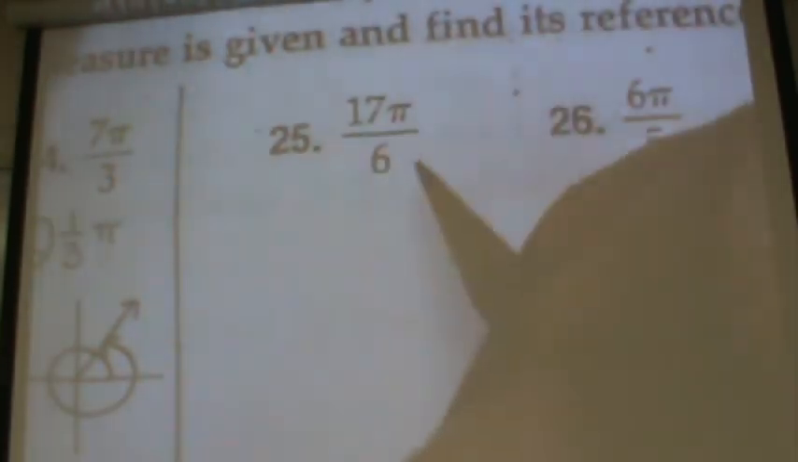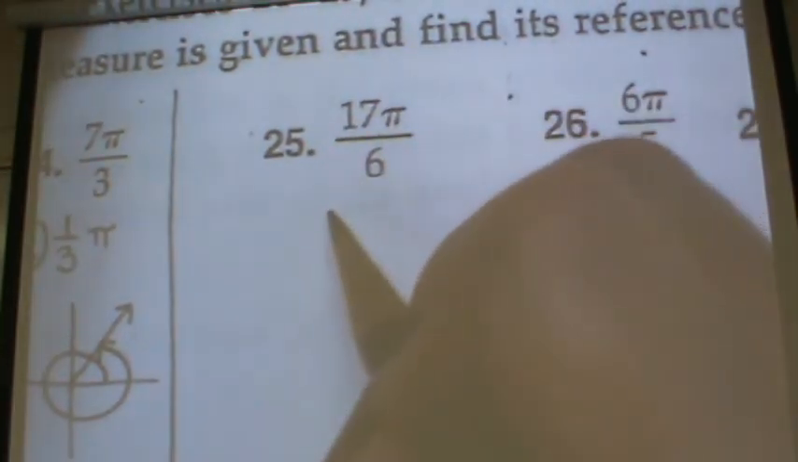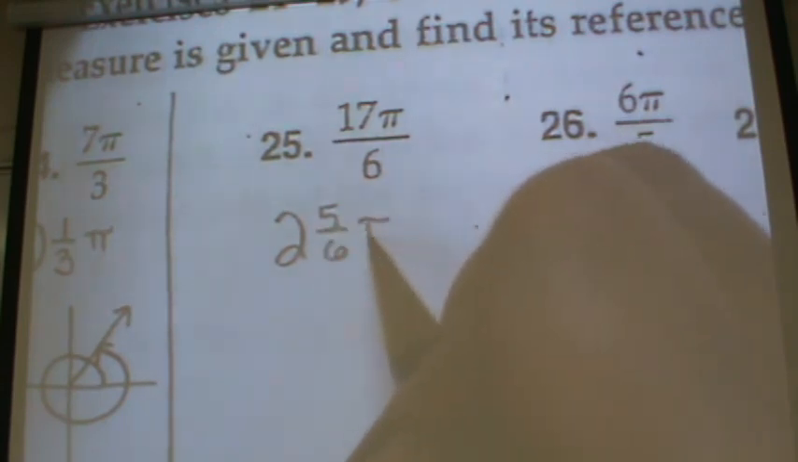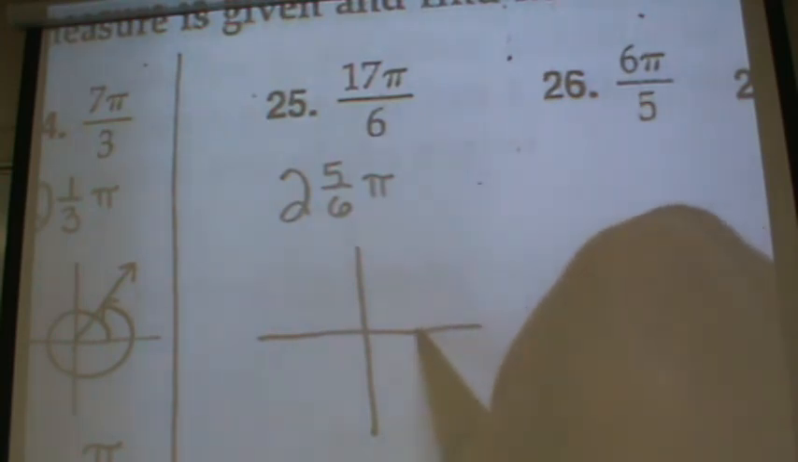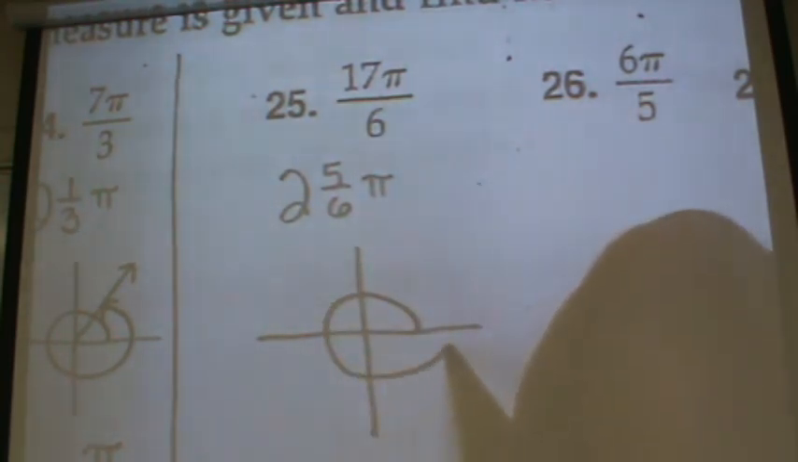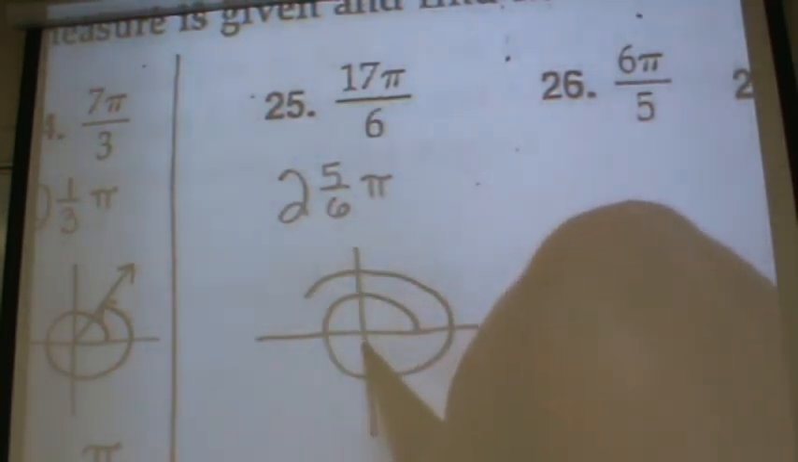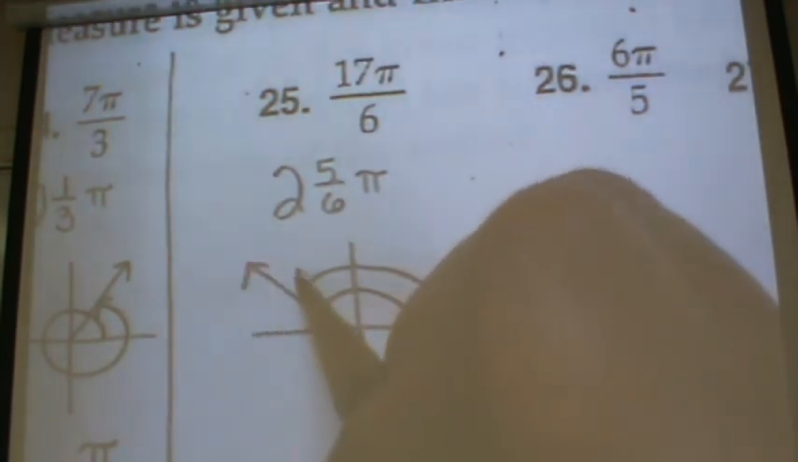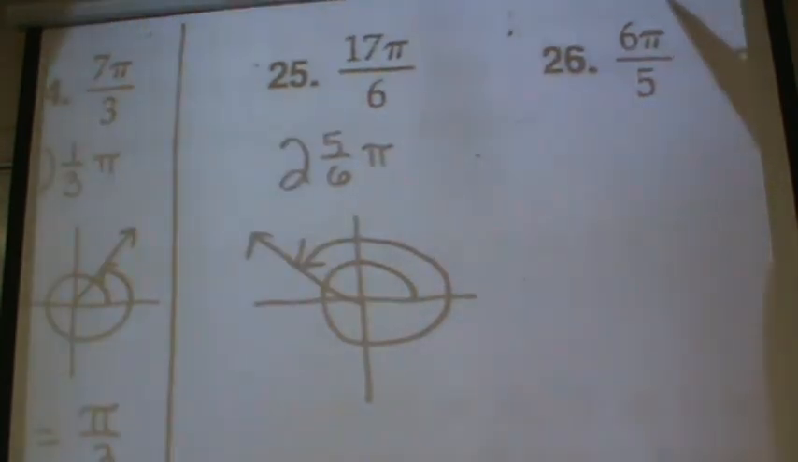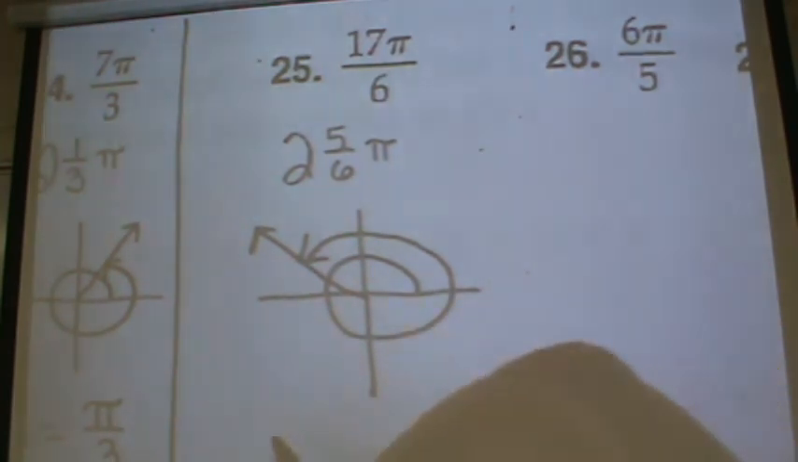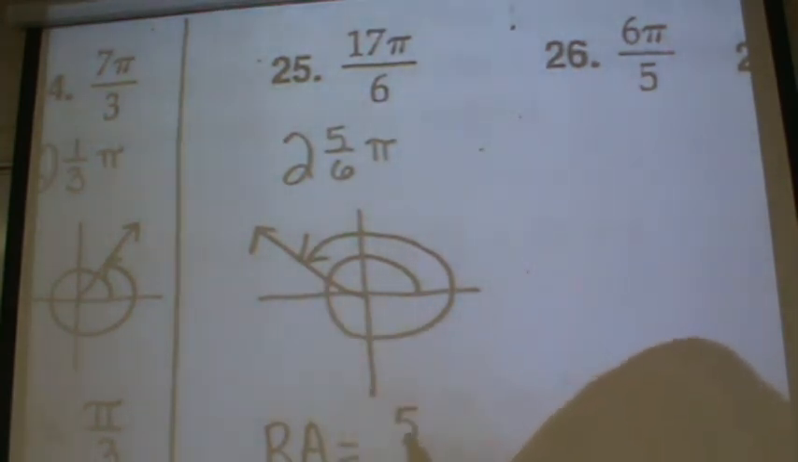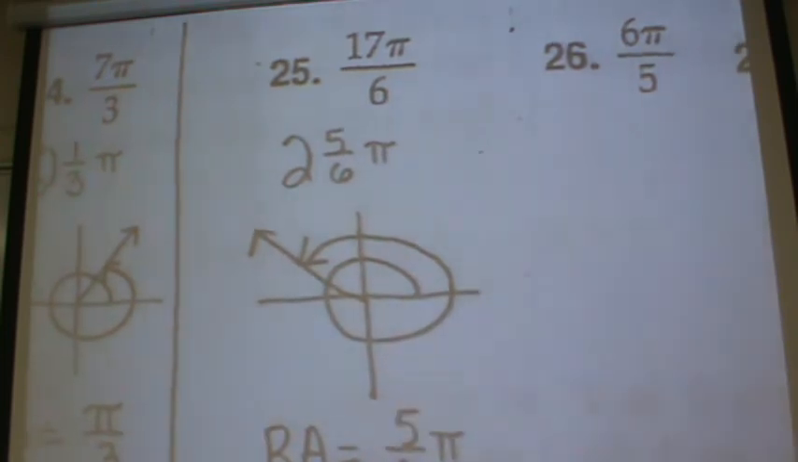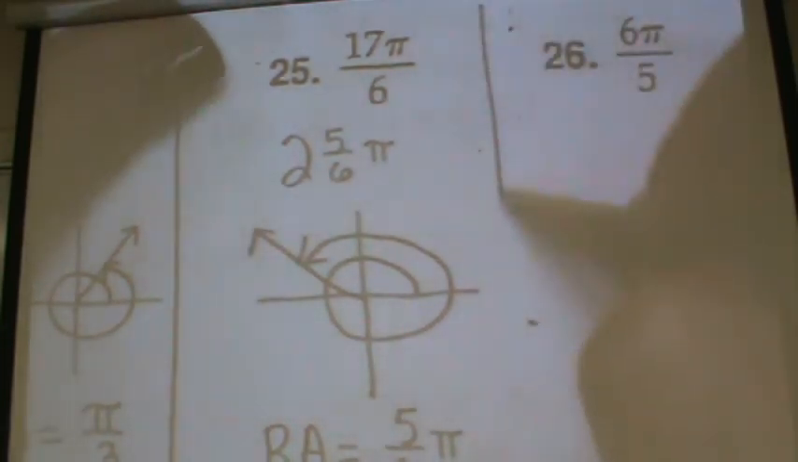Next one. How many times does 6 go into 17? 2 and 5/6 pi. So you'd go around and then like that. So 2 and 5/6 would be like that. And what would be your reference angle? 5/6. Good. Next.